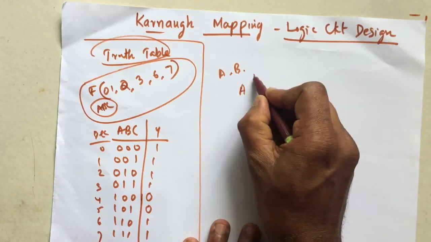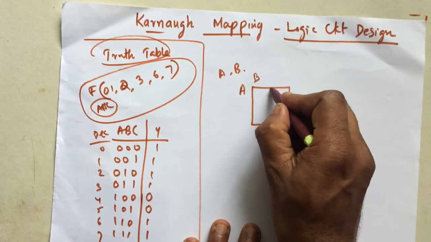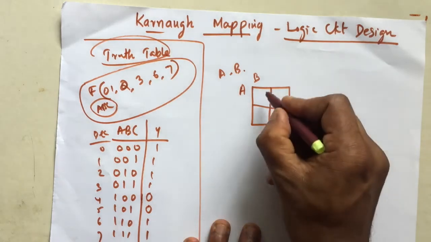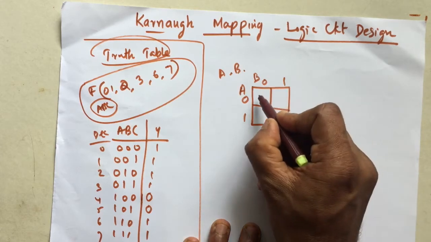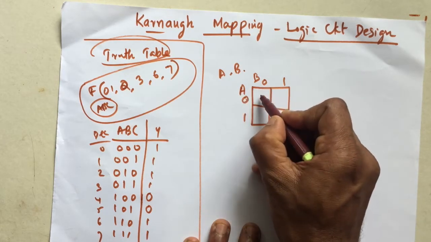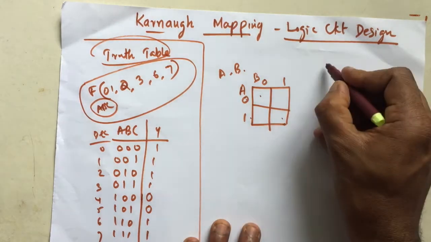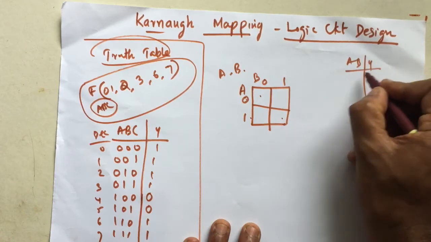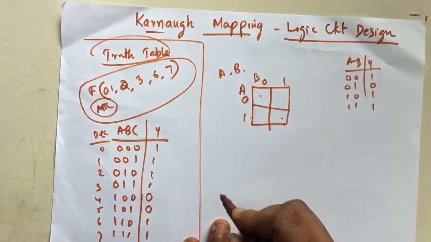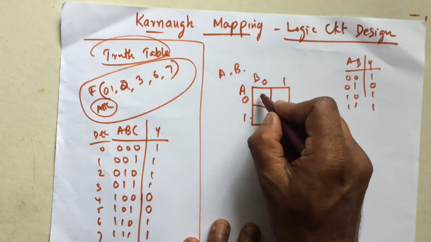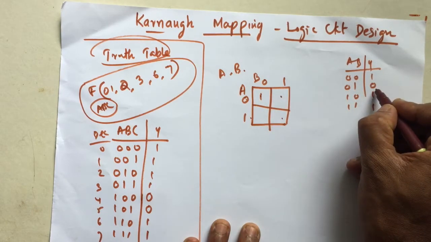You can have A here, B here, and you can draw a small map like this with four cells. This cell is for 0, 1, 0, 1. That means this is for A0 and B0. This is for A0, B1. Suppose ABY is 0 0, 0 1, 1 0, 1 1. For 0 0, you give 1. A is 0, B is 1, this is a cell, and there it is 0.